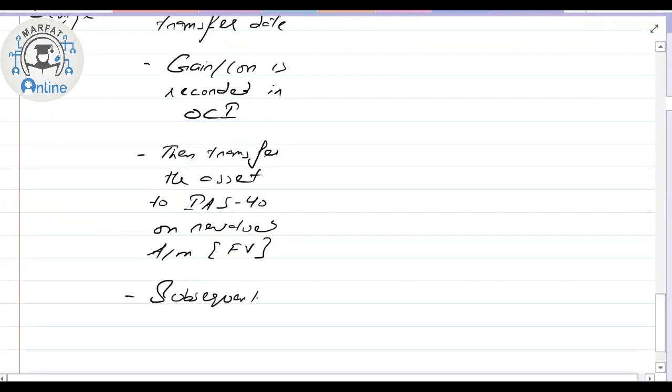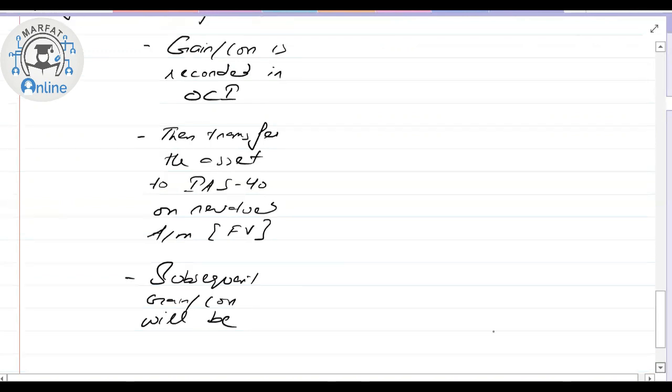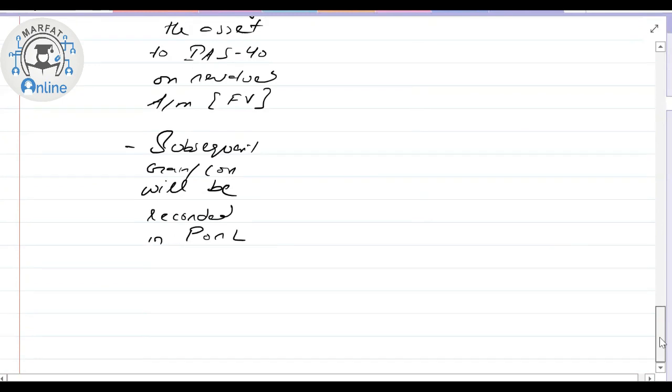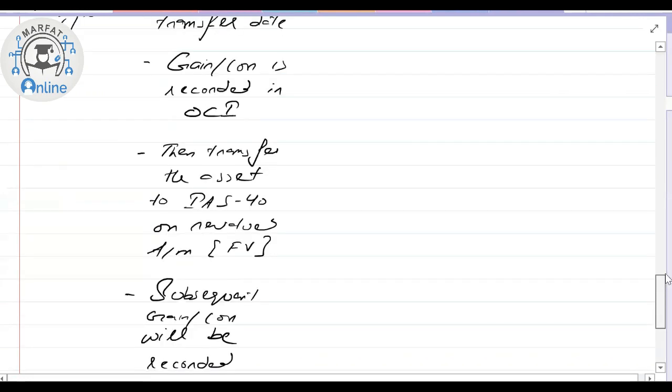Subsequent gain or loss. Now, any gain or loss which is coming after the transfer, subsequent gain or loss, will be recorded in profit or loss because now the property is in IAS-40, and no depreciation further, because in the IAS-40 fair value model there is no depreciation.